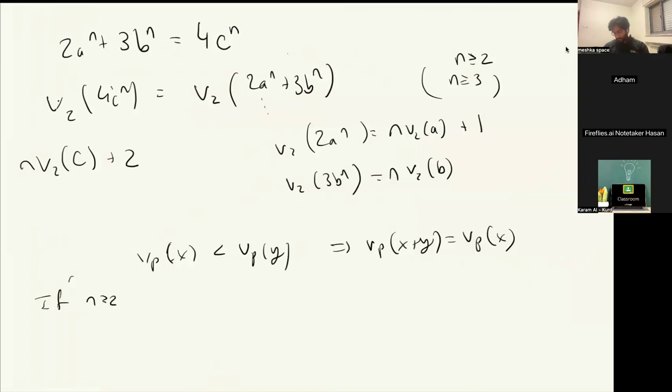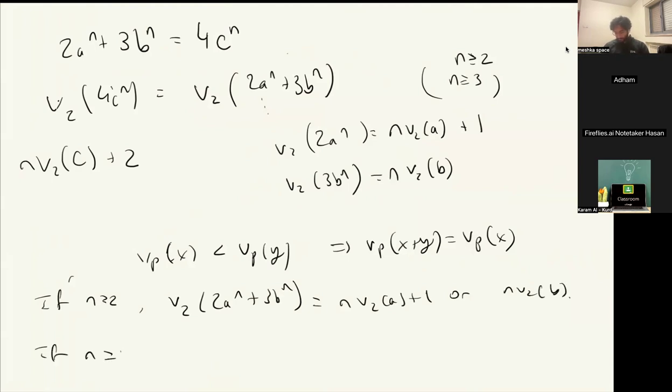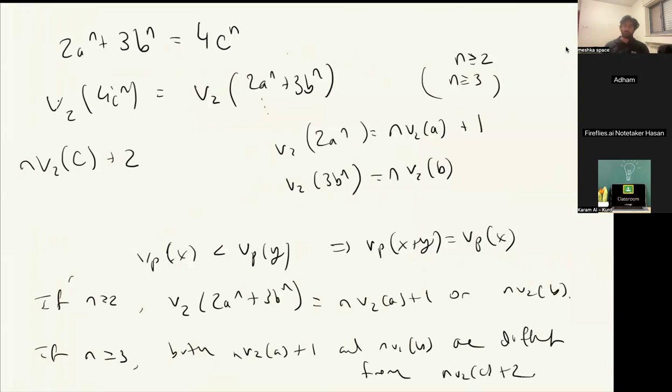So if n is at least 2, then v2 of 2a to the n plus 3b to the n is equal to n v2 of a plus 1 or n v2 of b. And then if n is at least 3, then both these numbers are different from n v2 of c plus 2, just because they're all different.